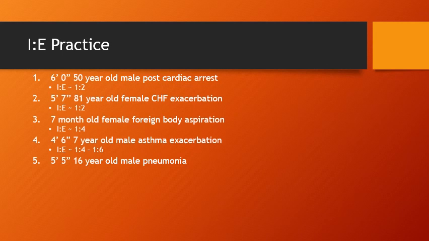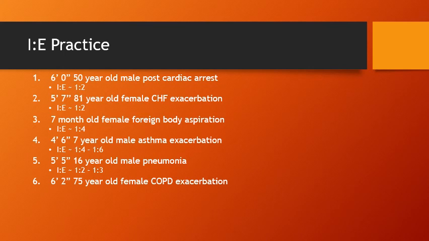Go ahead and pause the video and decide what an appropriate I to E time or I to E ratio would be for him. And for this patient, an I to E of anywhere from 1 to 2 to 1 to 3 would be appropriate. He is 16 years old. We're going to treat him mostly like an adult, but again, he is on the younger end of that adult range. So 1 to 2 to 1 to 3 would be appropriate for this patient.